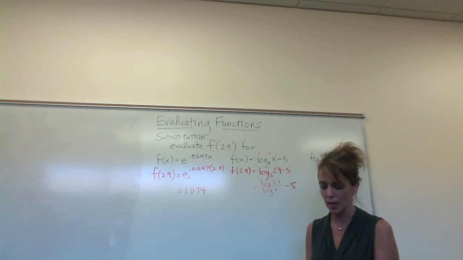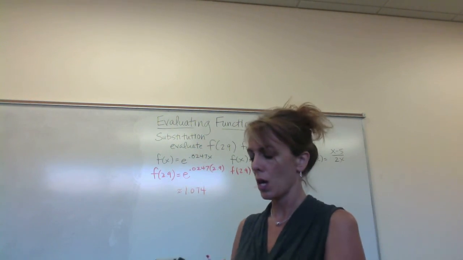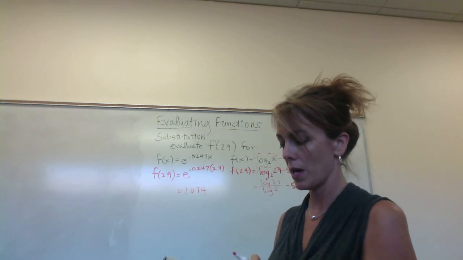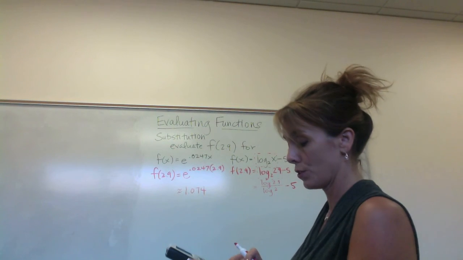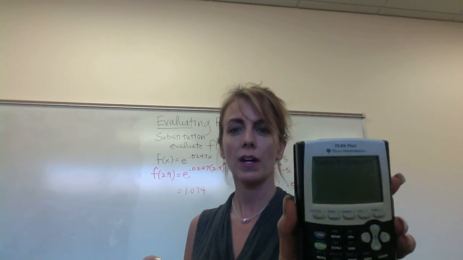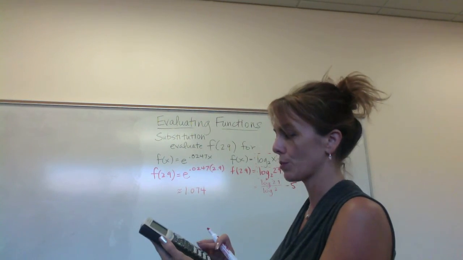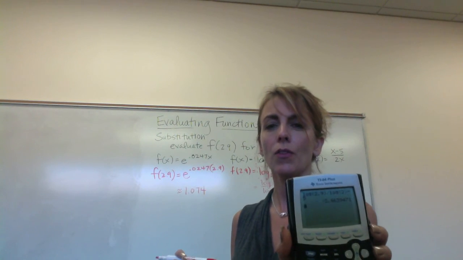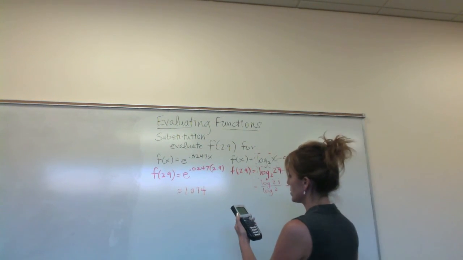So let's take a look at that. Let's see. Log of 2.9 divided by log of 2. And notice that's kind of what I've got here. And then I'm going to subtract 5. And I end up with negative 3.464.